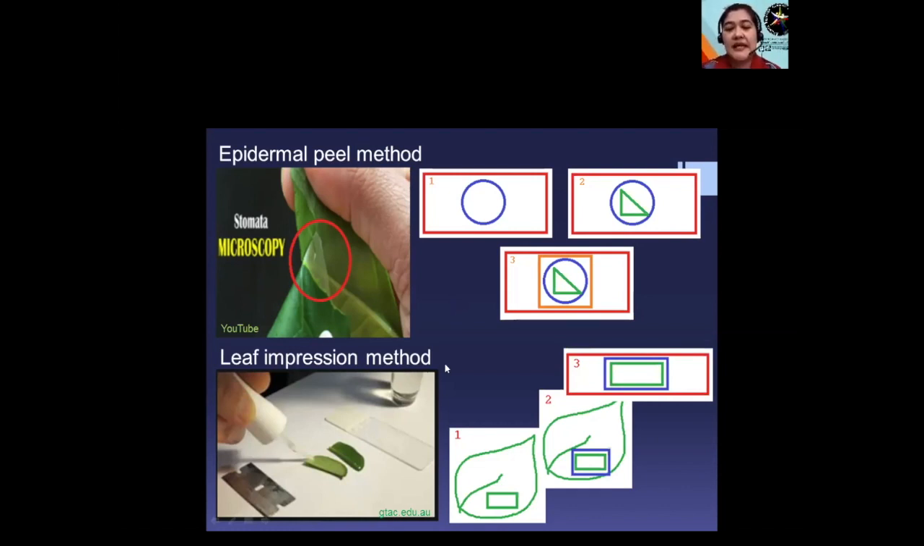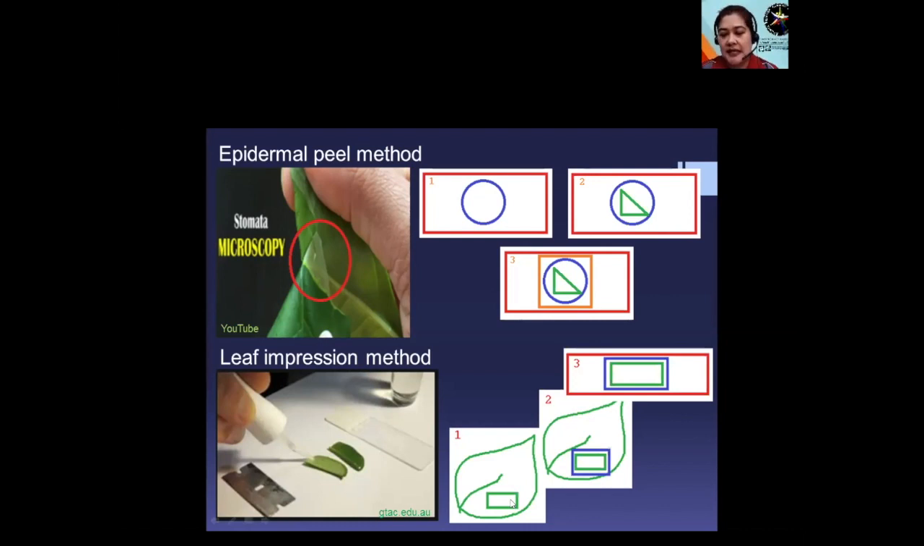Ito, madaling gawin ng mga bata ito. Ito kasing epidermal peel, kailangang teacher ang gumawa kasi kailangan ng fine motor skills. Pero dito sa leaf impression method, magagawa po ito ng mga bata. So you can see here, this is best for thinner leaves. Parang leaf ng lagundi, leaf ng saluyot, leaf ng ampalaya, yung mga ganun po kaninipis, yung hindi po natin mabibreak na leaf. So here you would have the leaf, kunwari, and then lalagyan po natin siya ng nail polish.